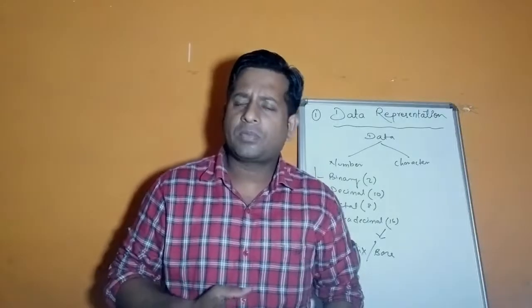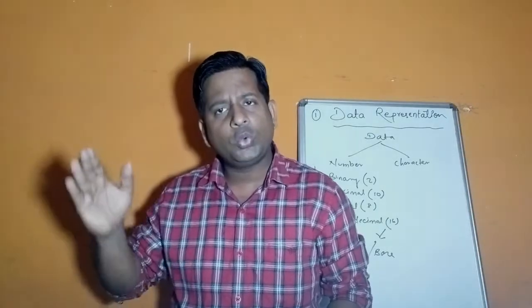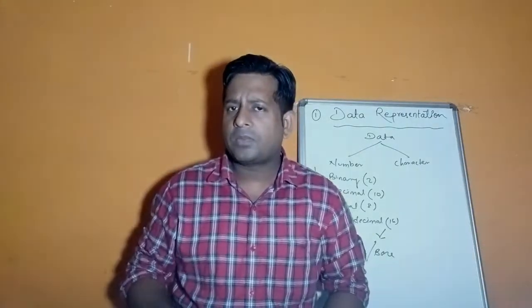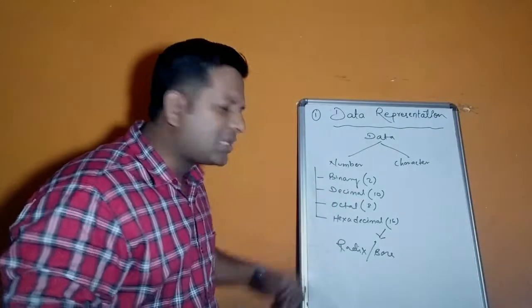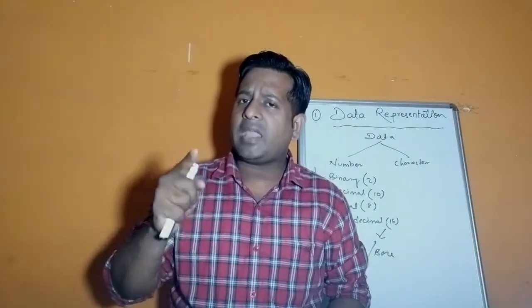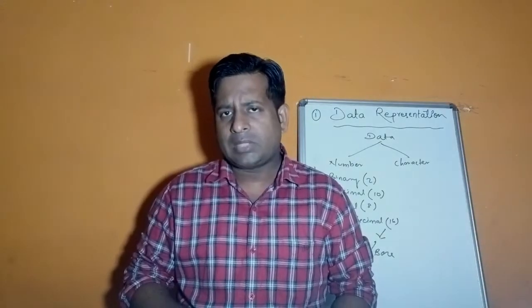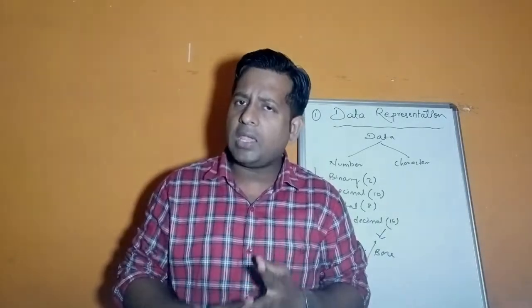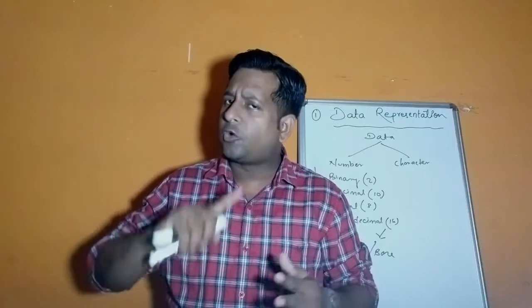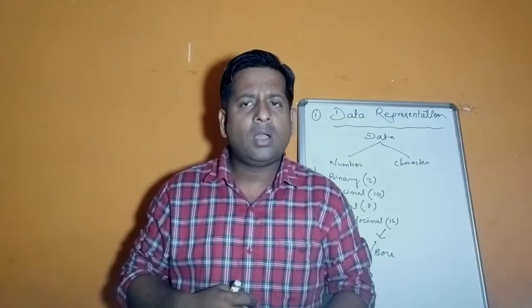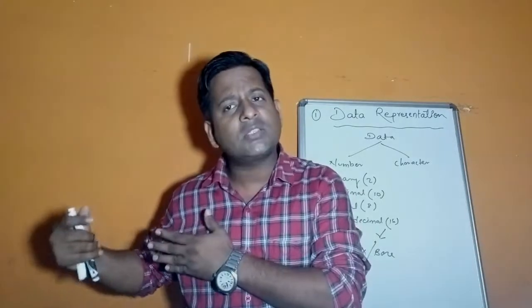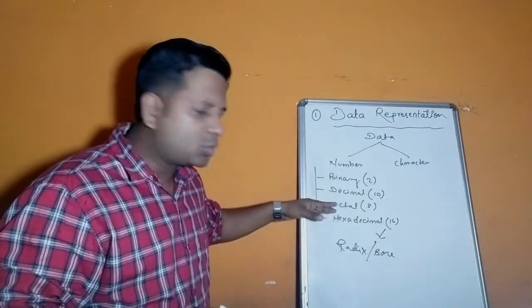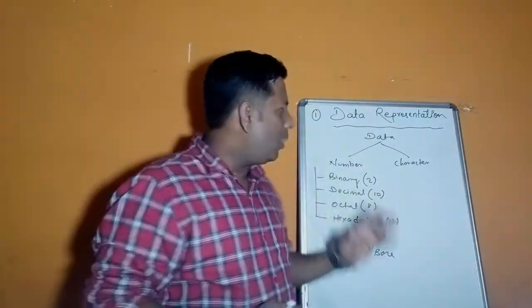Decimal is 0 to 9. There are a total of 10 digits, so the radix or base is 10. Octal is 0 to 7, a total of 8 digits. Hexadecimal is 0 to 9, then A to F. That means 10 is represented as A, 11 B, 12 C, 13 D, 14 E, and 15 is F. Up to 15 because we are counting from 0. So its radix or base is 16.